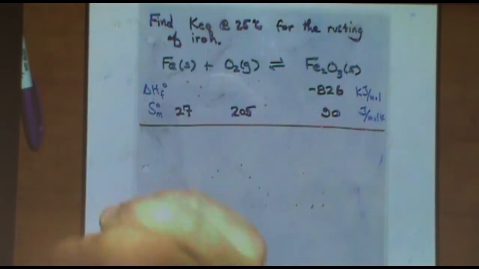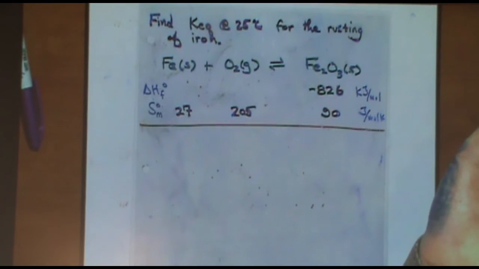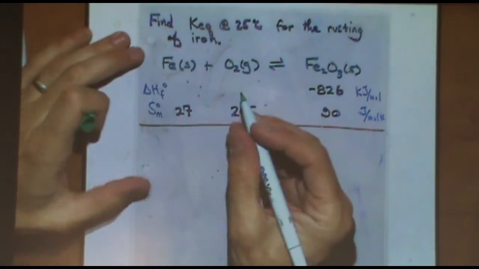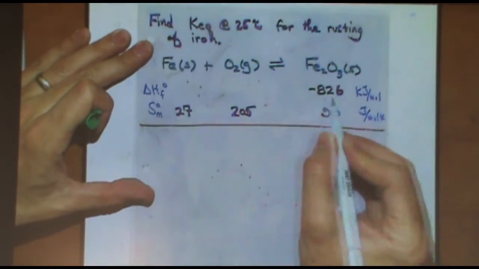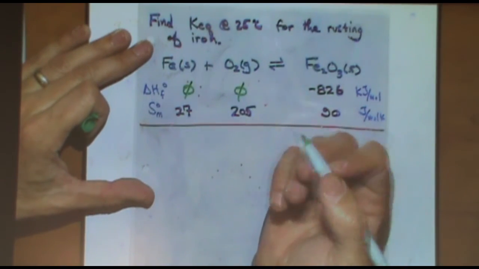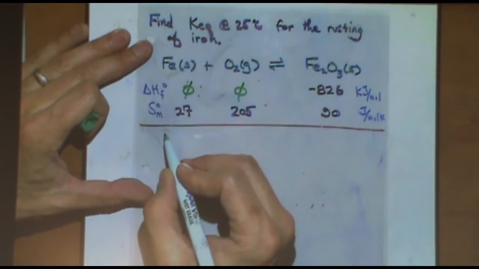So here, if you want to find K_eq, am I going to use delta G non-standard to solve this? No. Because there are no pressures, no partial pressures, no concentrations, anything like that. First of all, notice we don't give you all the delta H standard values, so these would be 0, because they're for elemental form.